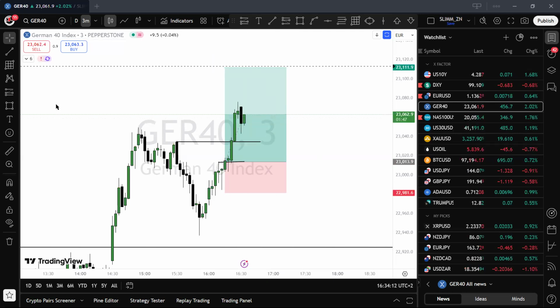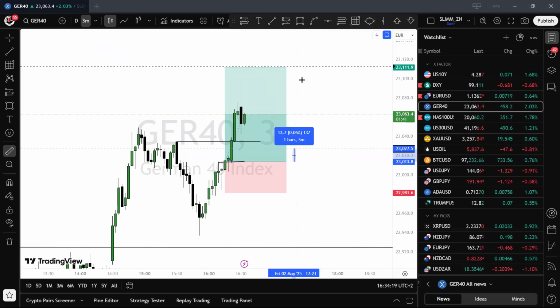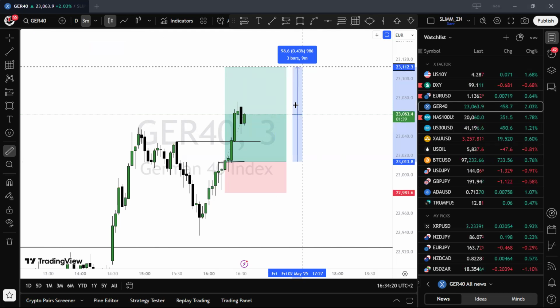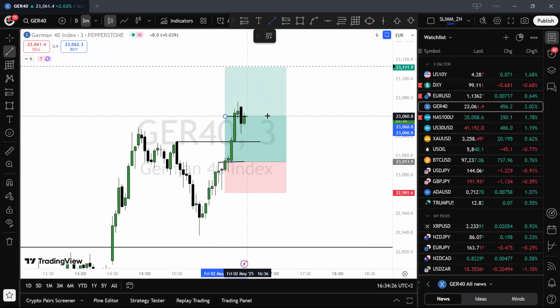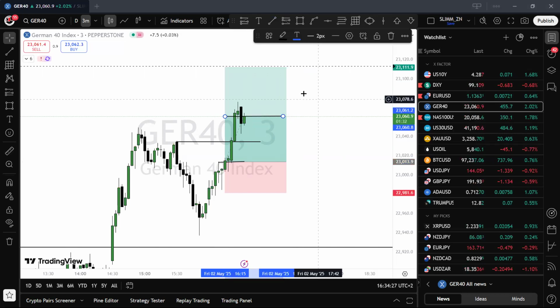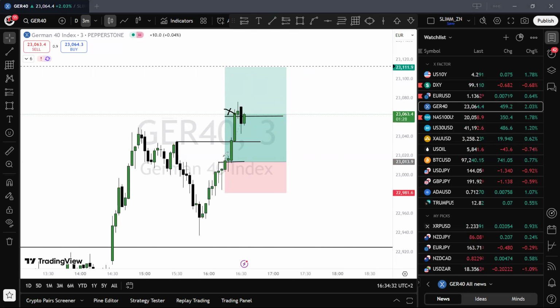If you took this trade, let me know if you held it all the way to TP. Let me know if you scaled out at halfway. This is the halfway mark, as you can see. Let me know if you closed your position like I did at halfway. Also, let me know if you only moved your stop loss to break even and let the trade run. Please do let me know in the comment section.